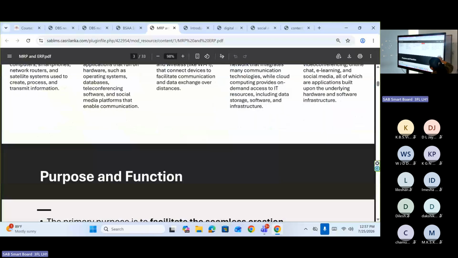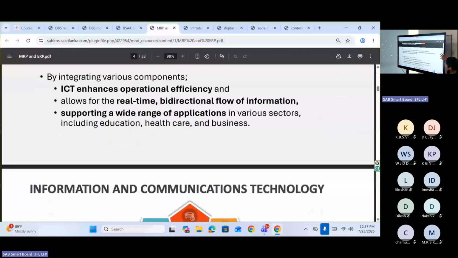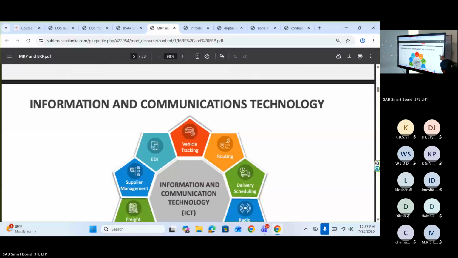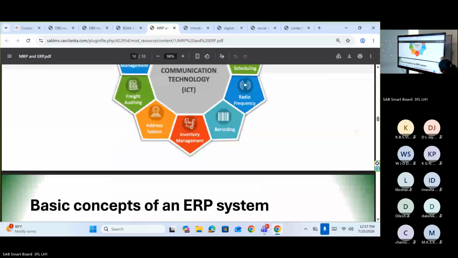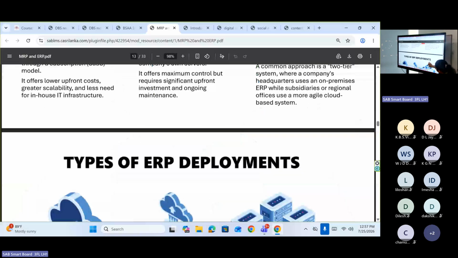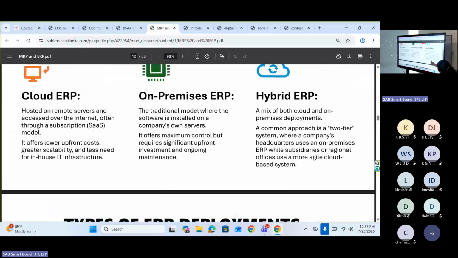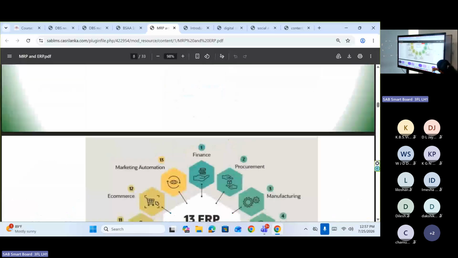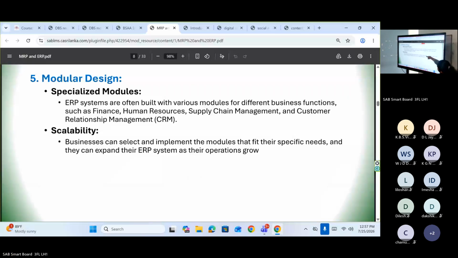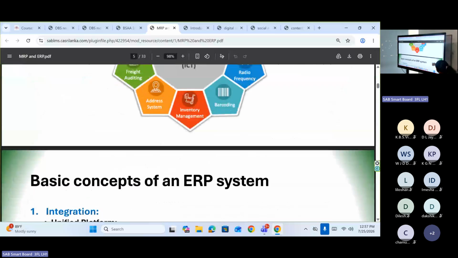We discussed what is MRP. These are the concepts of ERP. So there was a question on the concepts of ERP, right? So it was there: modular design, resilient.